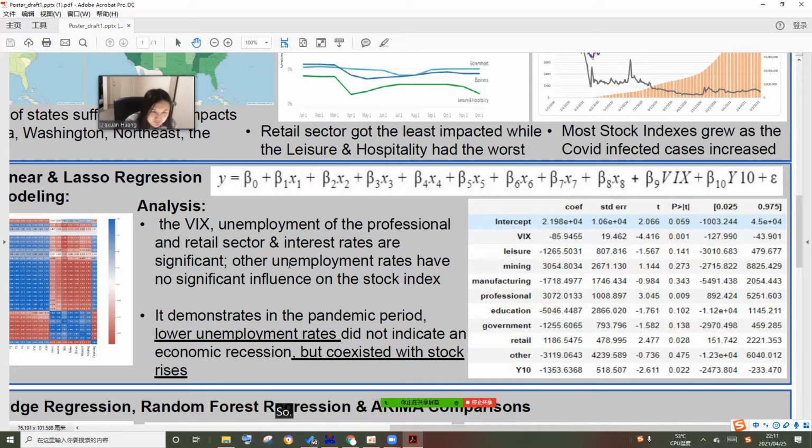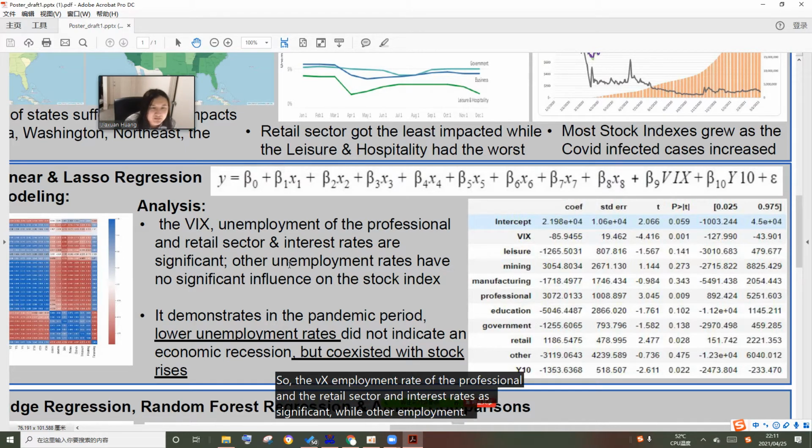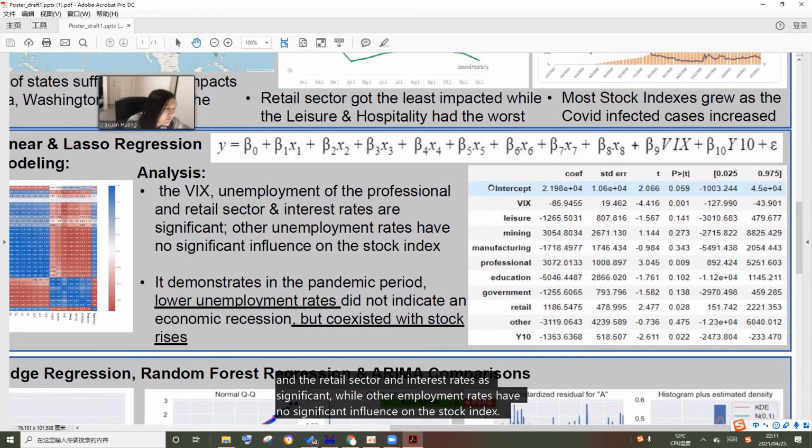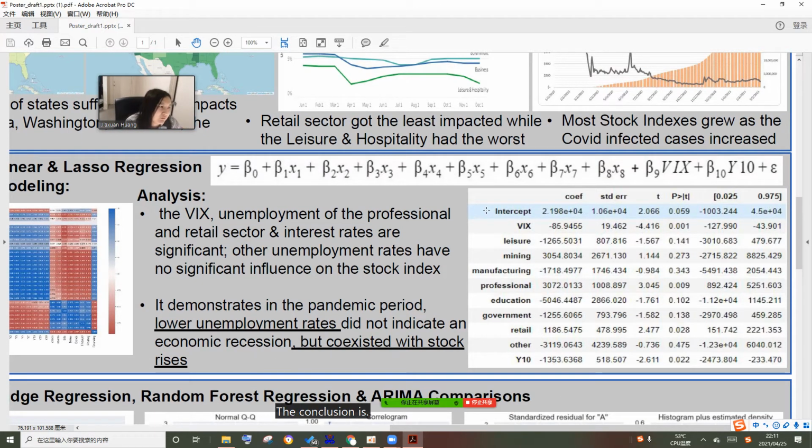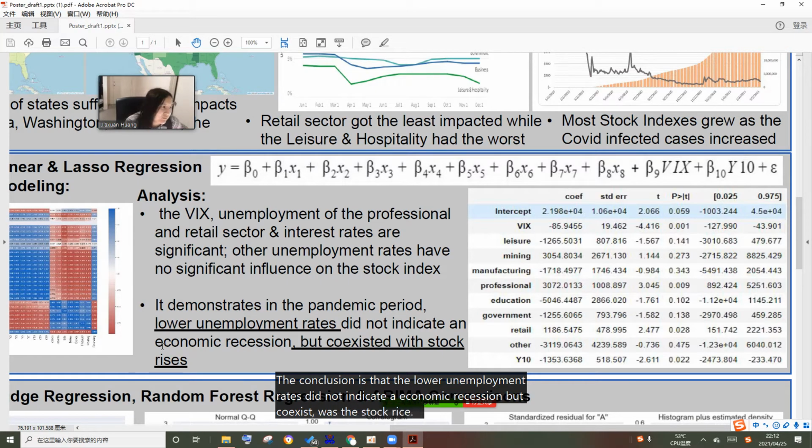So the VIX, the employment rate of the professional and the retail sector, and interest rates are significant, while all other employment rates have no significant influence on the stock index. The conclusion is that the lower unemployment rates did not indicate an economic recession, but it coexists with the stock rises in the period.